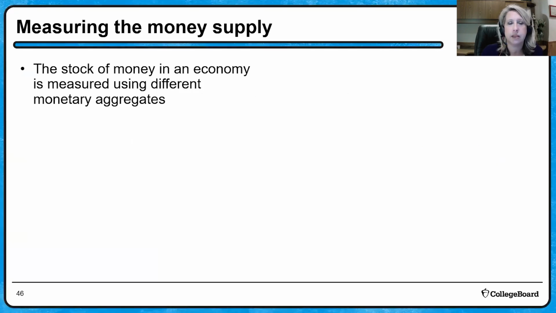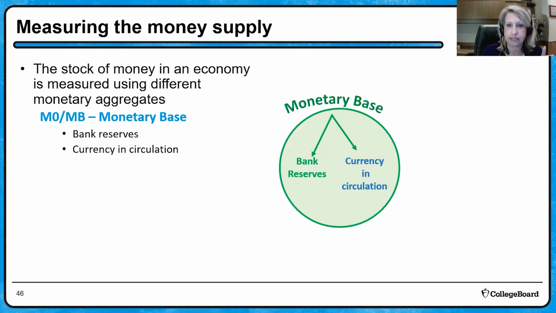So remember that the stock of money in an economy is measured using different monetary aggregates. And one of those monetary aggregates is called the monetary base, and that consists of bank reserves and currency in circulation.